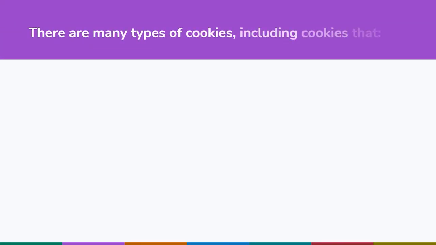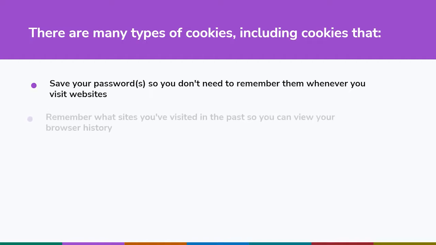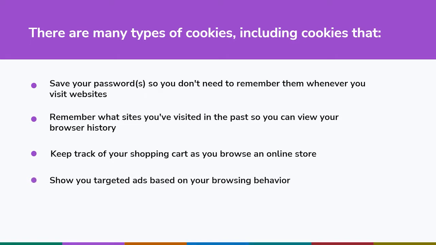There are many types of cookies, including cookies that save your passwords so you don't need to remember them whenever you visit websites, remember what sites you visited in the past so you can view your browser history, keep track of your shopping cart as you browse an online store, show you targeted ads based on your browsing behavior, and verify your login details. Bear in mind that most websites use cookies, and it's important that they tell you so. They should alert you to cookie usage as soon as you land on the website, and it should be clear where you can find further information about their cookie policy.